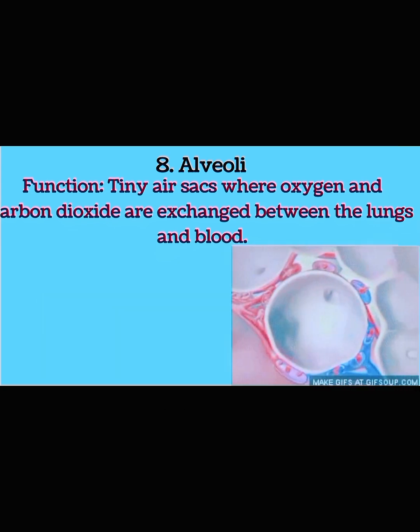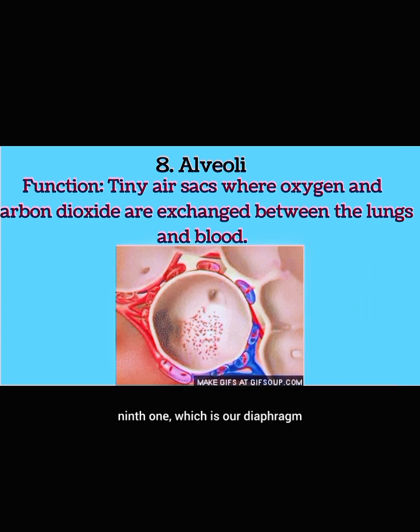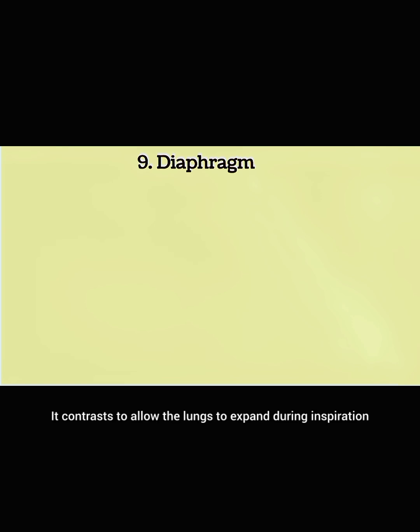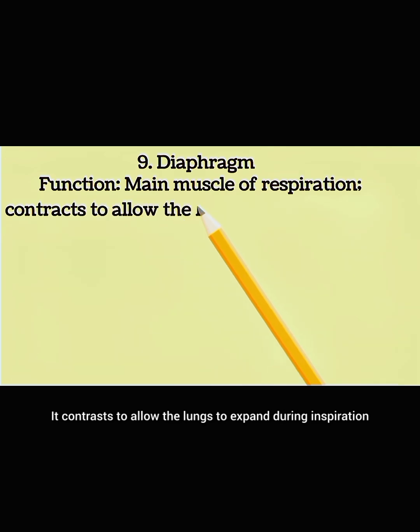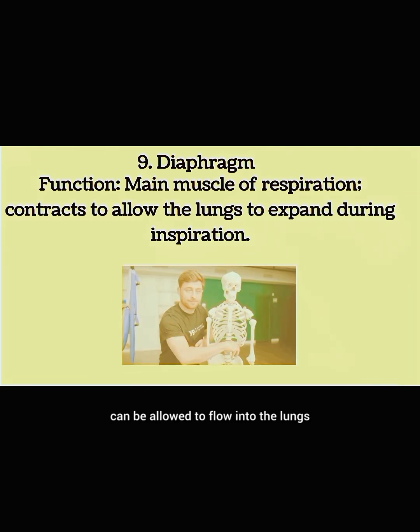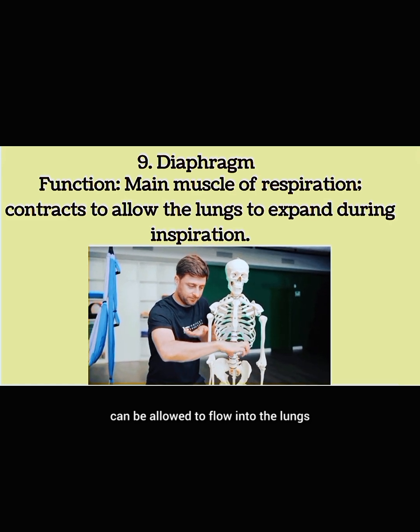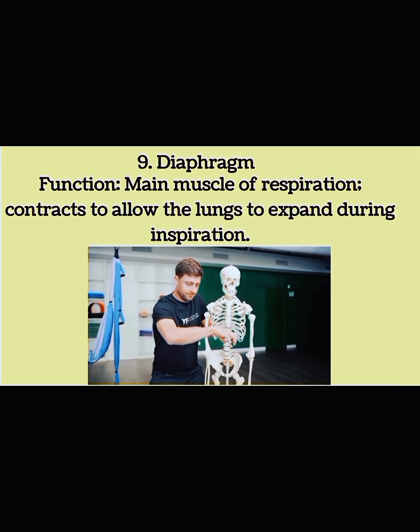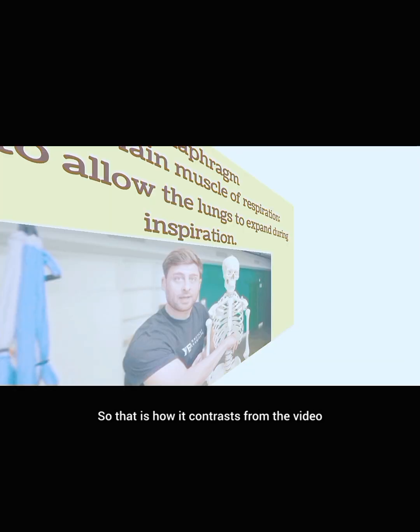So let's go to the ninth one, which is our diaphragm. We'll be looking at our diaphragm shortly. So what is the function of the diaphragm? It is the main muscle of respiration. It contracts to allow the lungs to expand during inspiration. That is, when we are taking in air through our nostrils, the diaphragm will need to what? Contract, so air can be allowed to flow into the lungs. So that is how it contracts, as shown in the video.